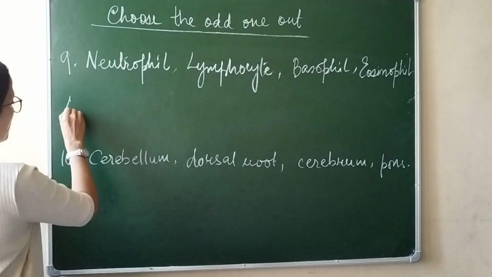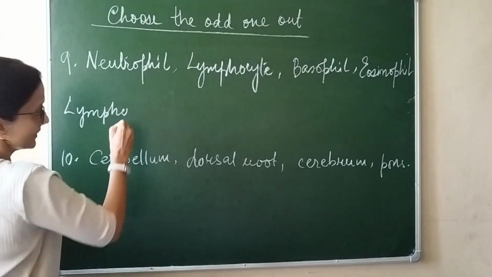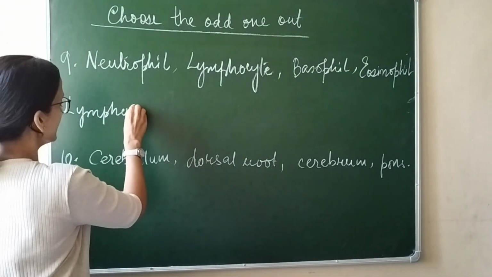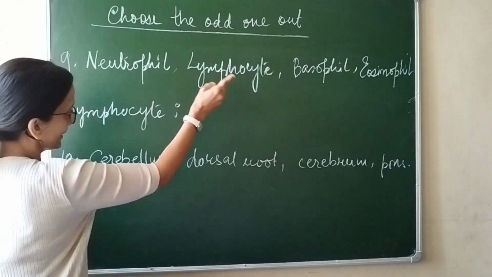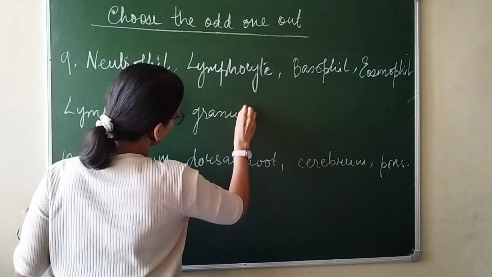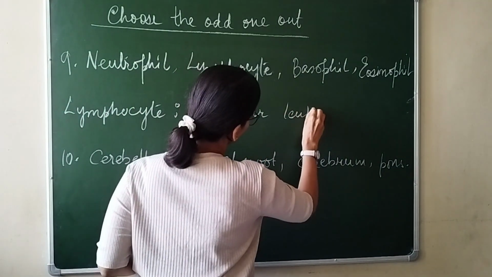Question number 9: neutrophil, lymphocyte, basophil and eosinophil. Very clearly, lymphocyte is agranular. So lymphocyte will be the odd one out, and the rest are granular leukocytes.